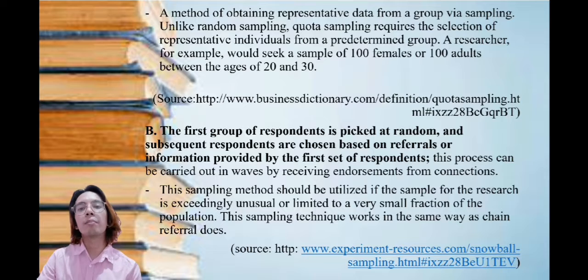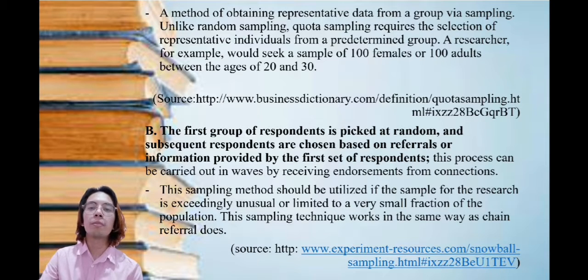Then next is snowball sampling. The first group of respondents is picked at random, and subsequent respondents are chosen based on referrals or information provided by the initial respondents. This sampling method should be utilized when the sample is hard to reach or limited to a very small population. The sampling technique works in the same way as achieving referrals.